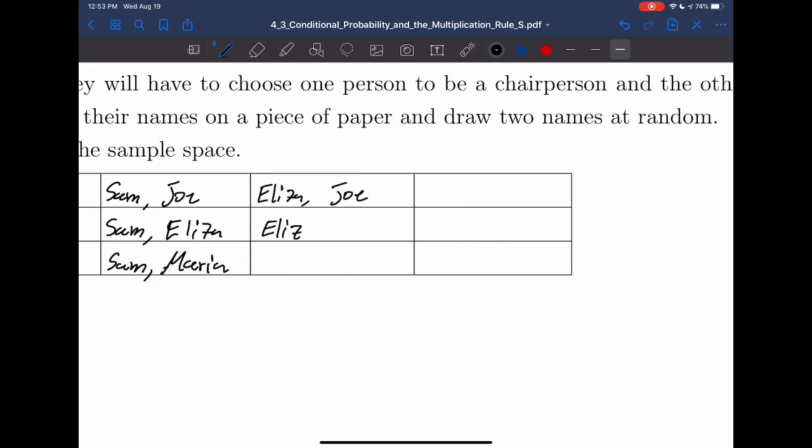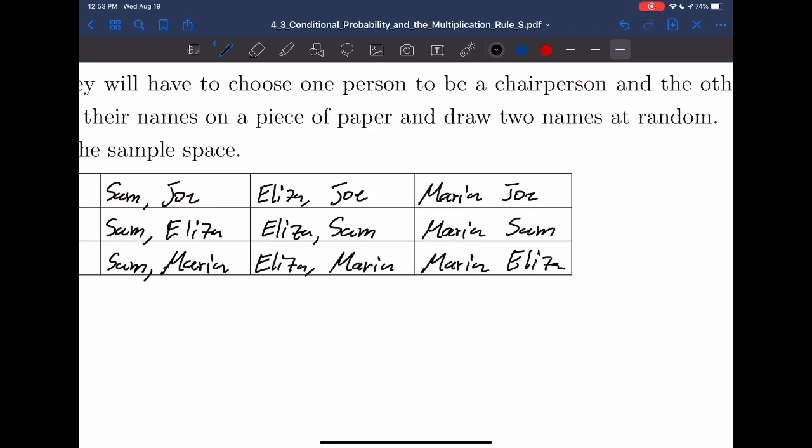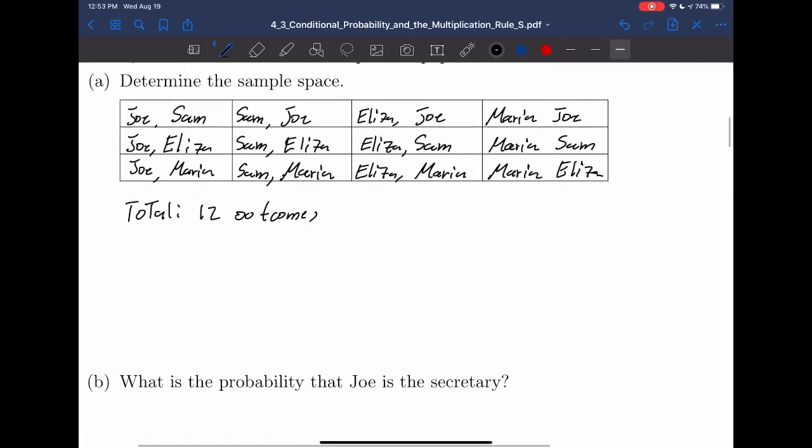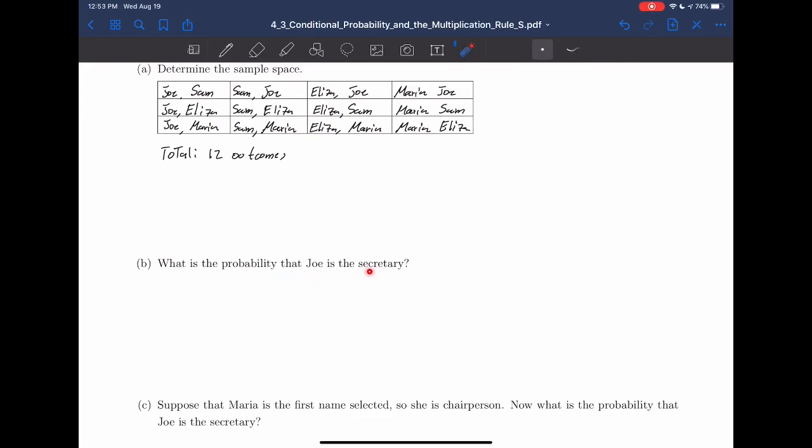So let's say Alyssa was chosen first. The possible secretary will be Joe, Sam, and Maria. And then let's say Maria was chosen for chairperson. The only choices for secretary would be Joe, Sam, and Alyssa. So now we have a total of 12 possible outcomes. And now we can compute some probabilities here.